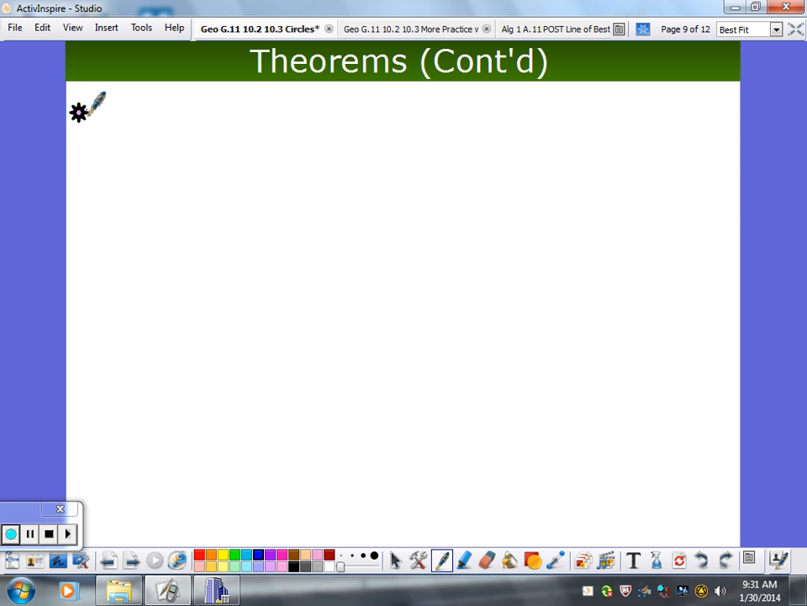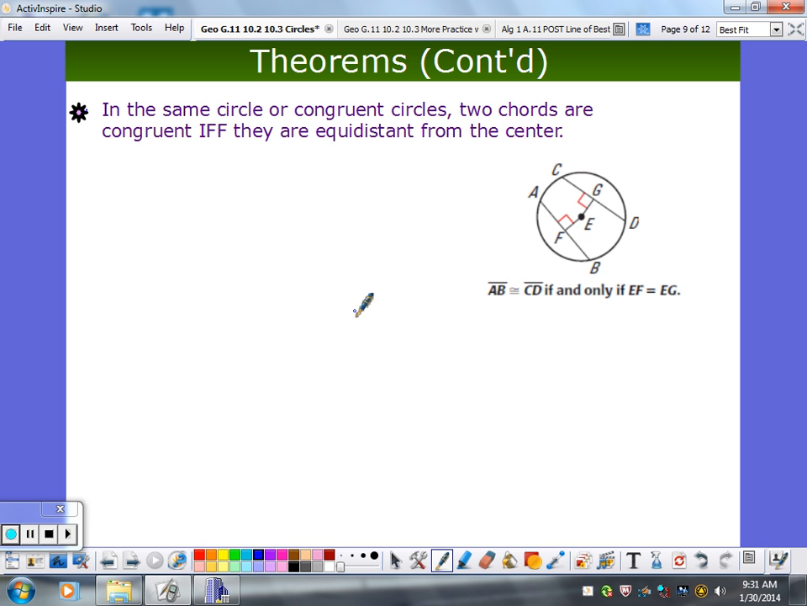More theorems, yay! By the way, there's a lot of circle theorems, just to let you know. There's a lot. So if you practice them, they get into memory better. All right, in the same circle or congruent circles, two chords are congruent, again biconditional, if and only if they are equally distant from the center. Same distance.